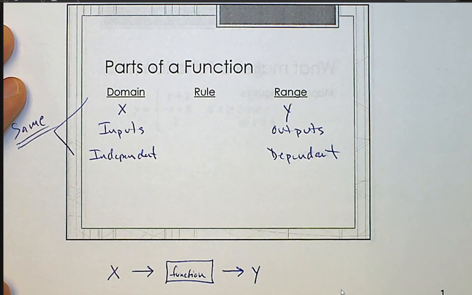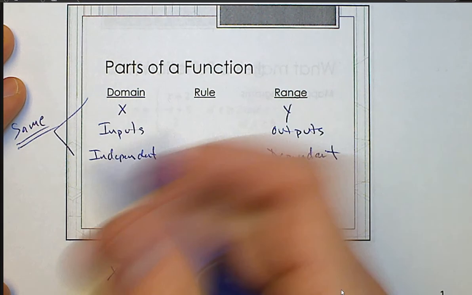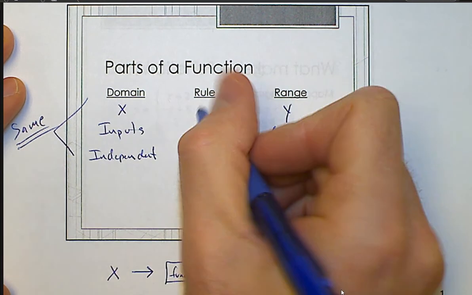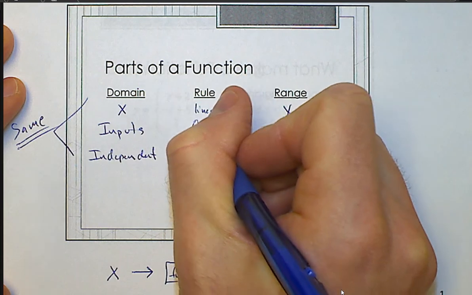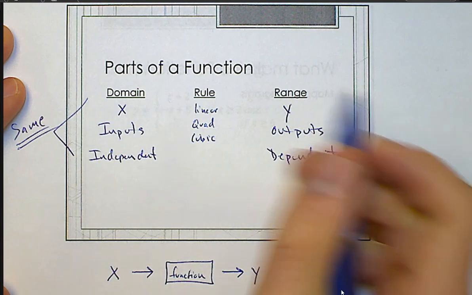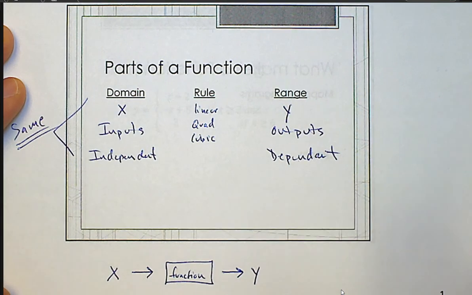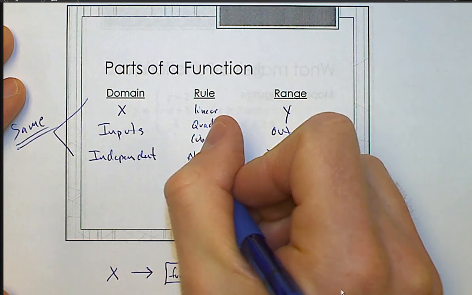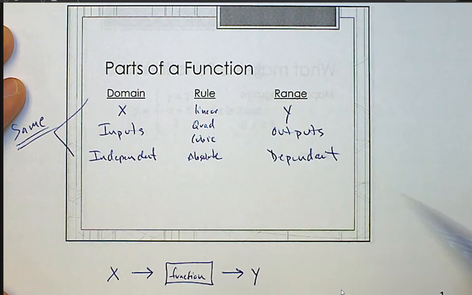Okay. Your rules are represented in a variety of ways. They could be a linear function. They could be quadratic functions. They could be cubic functions. They could be any type of function rule that we've been covering in the past. They could be absolute value. Okay. All of those are rules that you could plug things into.